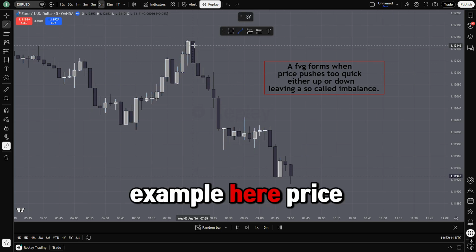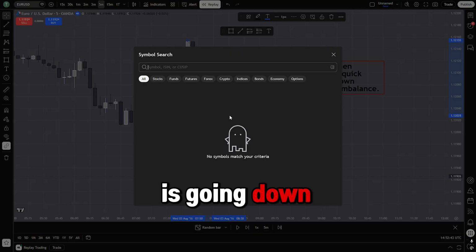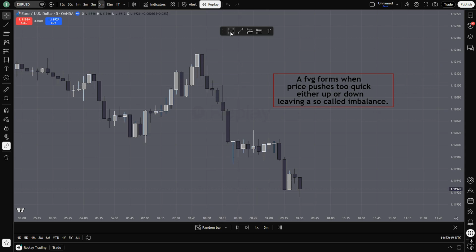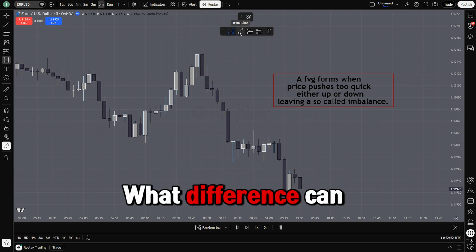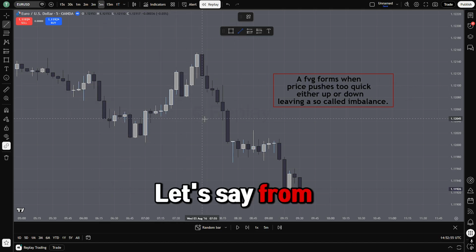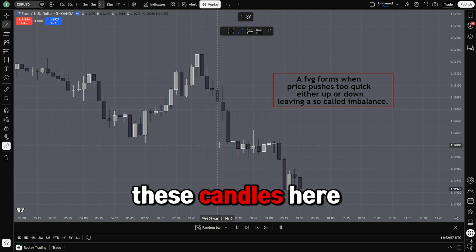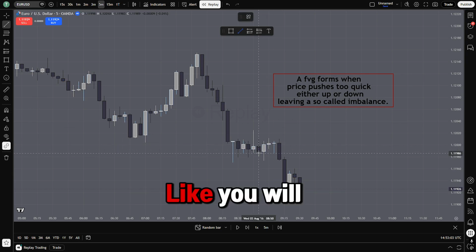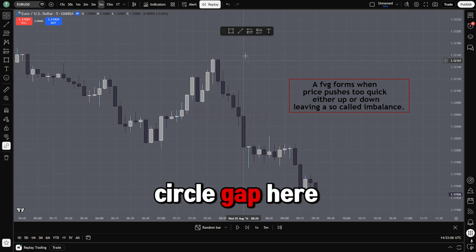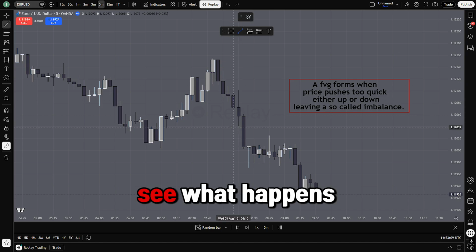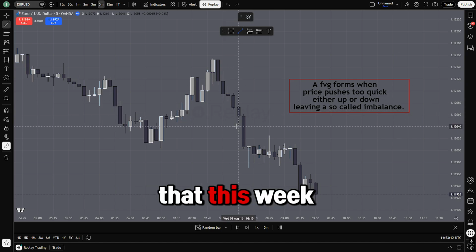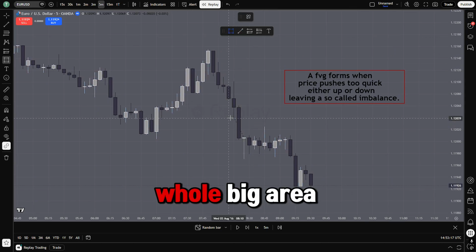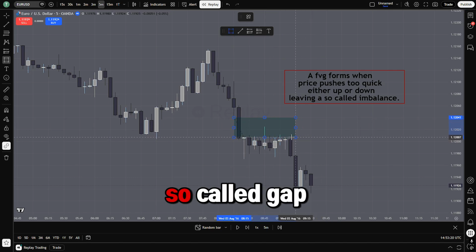As you can see, for example, here, price is going down. Price is dropping hard with some big candles. And what difference can we see from these candles and these candles? Here, as you can see, the wicks overlap each other. You will never find any so-called gap. Here, you can clearly see what happens: this wick is not touching another candle's wick, leaving this whole big area in between, a so-called gap.